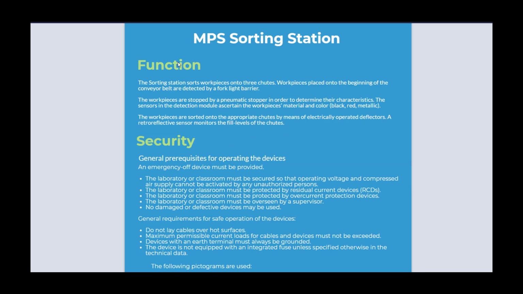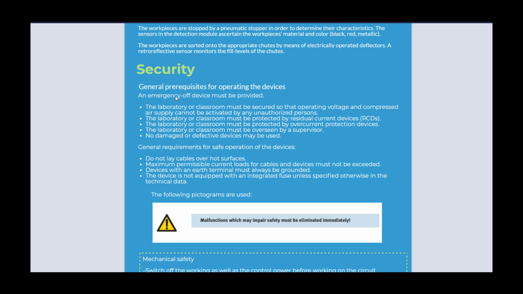And the sorting station: the function is that this station sorts work pieces onto three chutes, and the sensors in the detection module ascertain the work pieces' material and color. The security, general prerequisites for operating the devices is the same.